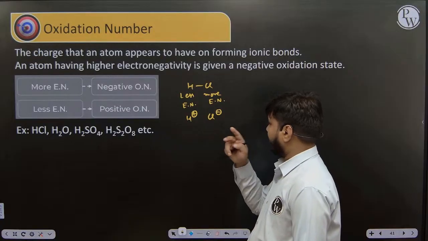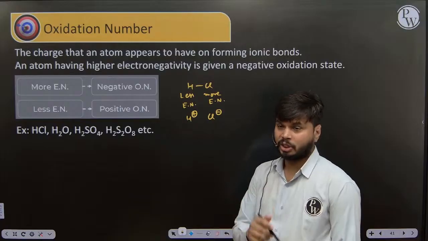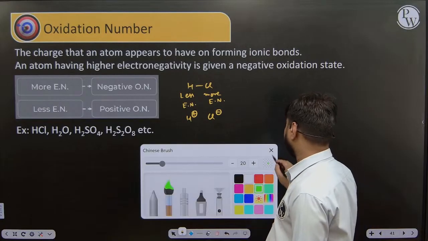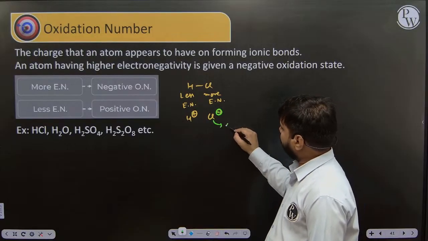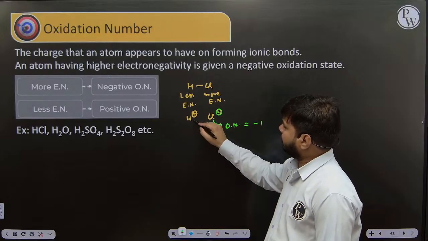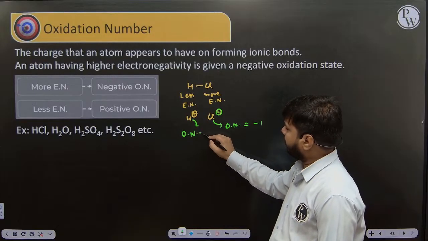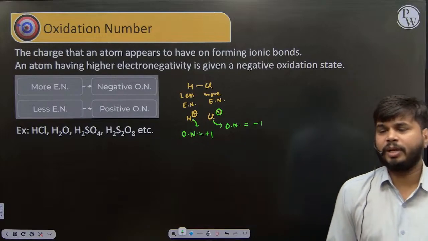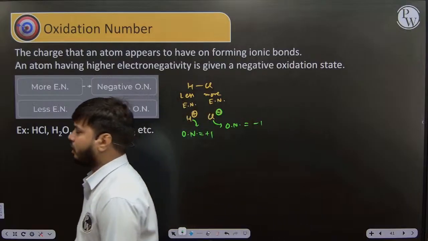So if you assume that a covalent bond is an ionic bond, you will have the formation of ions. In the ions, you see the charges, plus and minus. These charges are considered as the oxidation number. So the oxidation number of Cl is minus 1, and the oxidation number of hydrogen is what? So when you break something into ions, you can easily calculate the oxidation number.